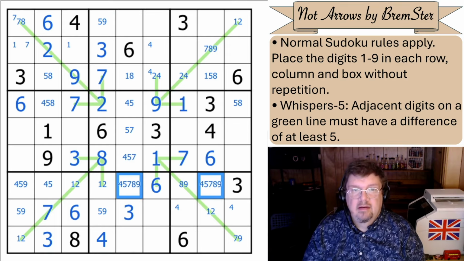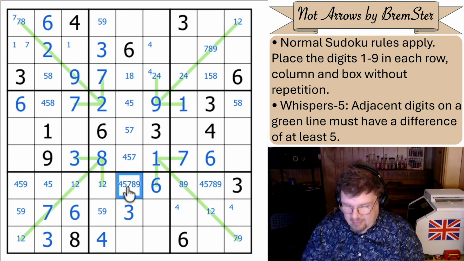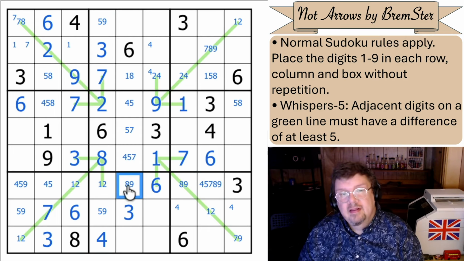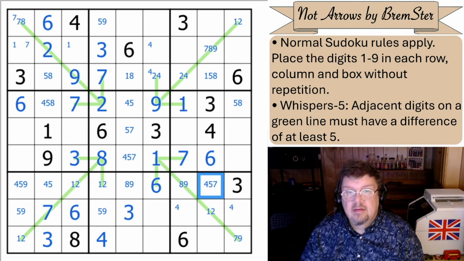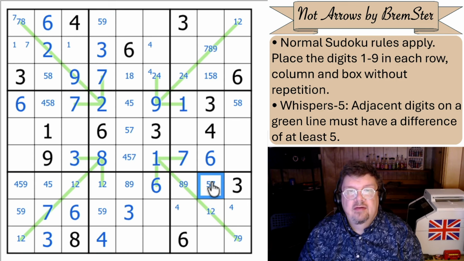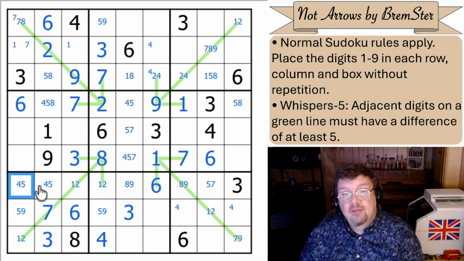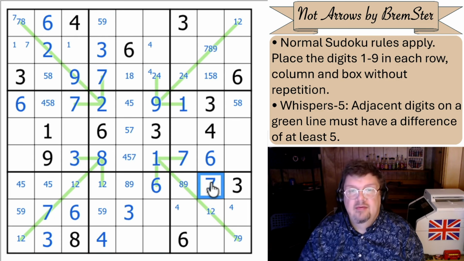Okay, let's try that again. That can't be 4, 5, or 7. That still gives me an 8, 9 pair in the row. And that one can't be a 4. That still leaves that down to 5 or 7. Okay. But that's not a 9, so that's a 4, 5. Okay, that's a 7.